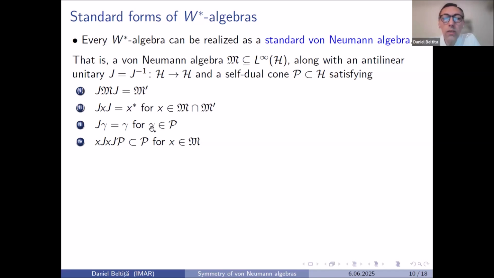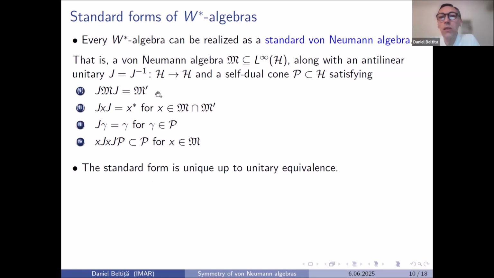This cone has the property that it consists of, in some sense, real elements, as they are fixed by the conjugation. And we have a kind of quadratic map that maps this cone to itself. These axioms, at least the last axiom, may not be obvious, but it is what is needed in order to ensure the uniqueness of the standard form. So every standard form is unique. If we have such a representation on another space, we will certainly have a unitary operator that intertwines all these structures.